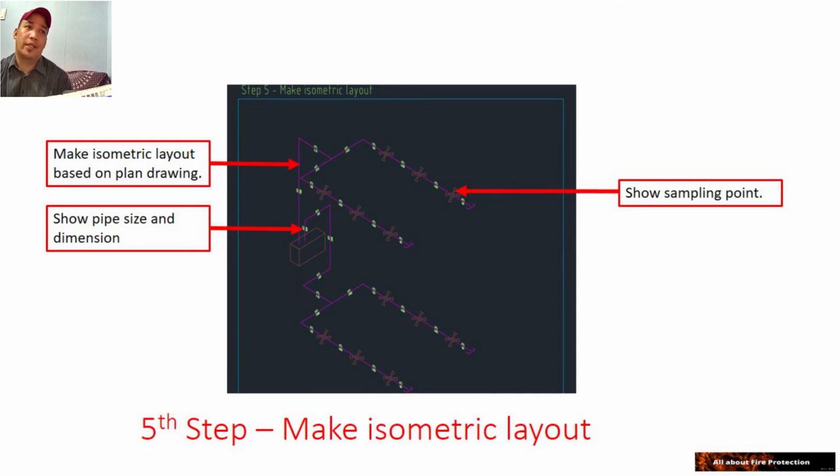Fifth step, make isometric layout. The layout from the plan shall be the exact figure to be shown in the isometric layout. Make sure that the measurement from the plan layout is the same as the isometric layout.